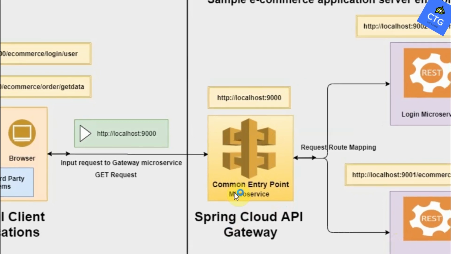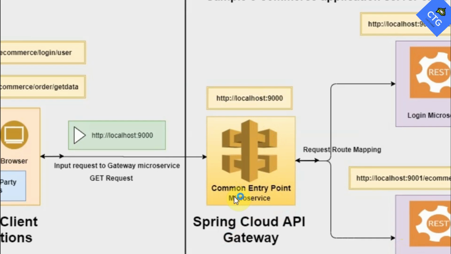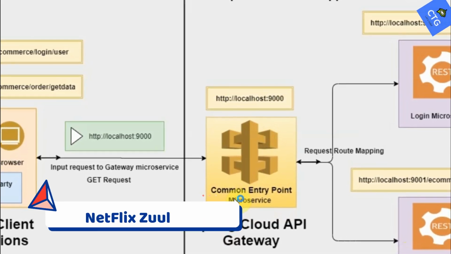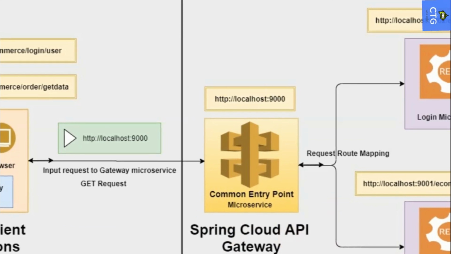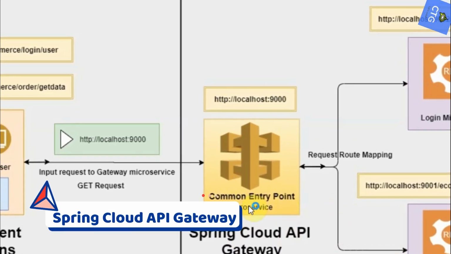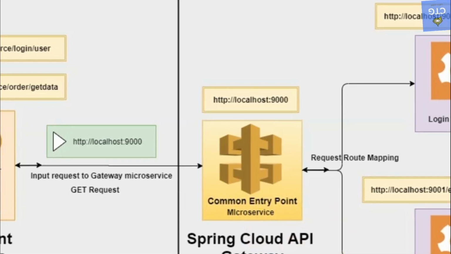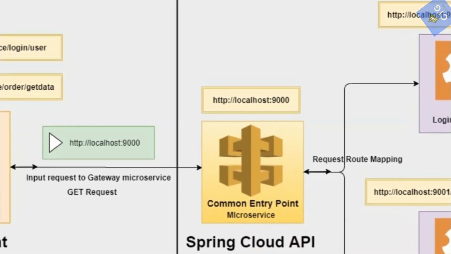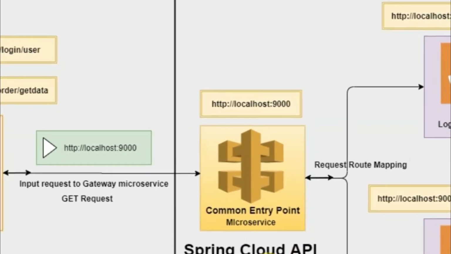Basically, API gateways are provided by multiple vendors. The most frequently used ones are Netflix Zuul, which is one API gateway, and the other is Spring Cloud API Gateway, the latest one provided by the Spring Cloud framework. The reason we are discussing Spring Cloud API Gateway here instead of Netflix Zuul is that Netflix Zuul has gone into maintenance mode.